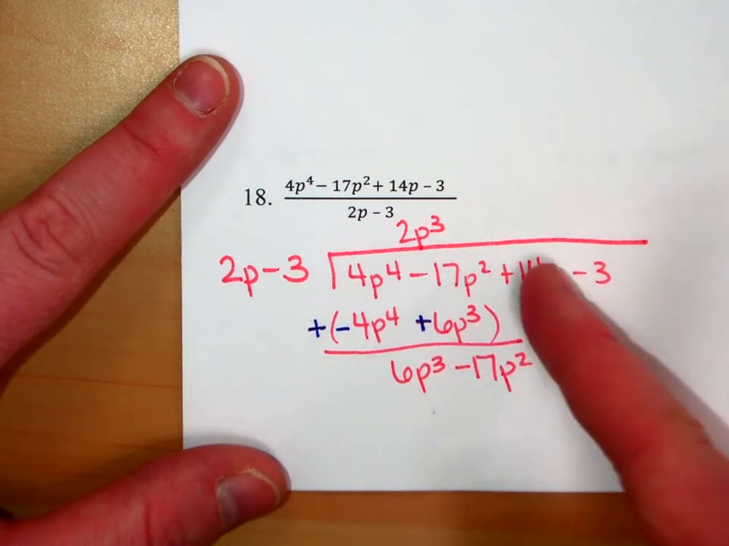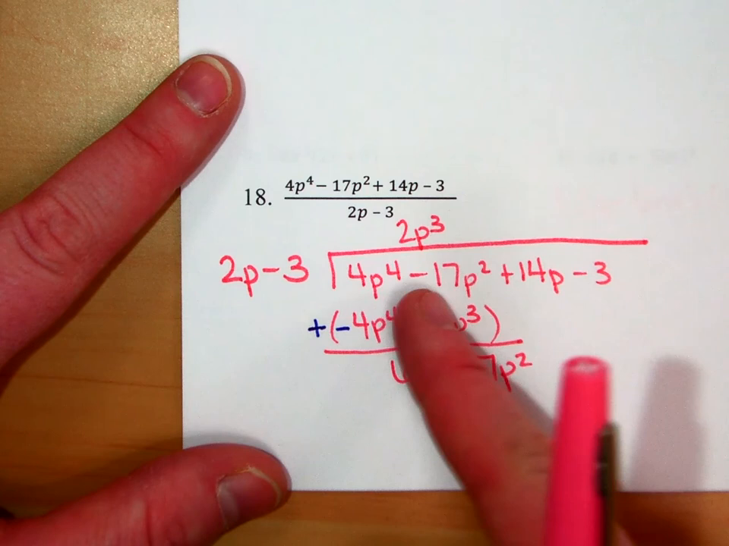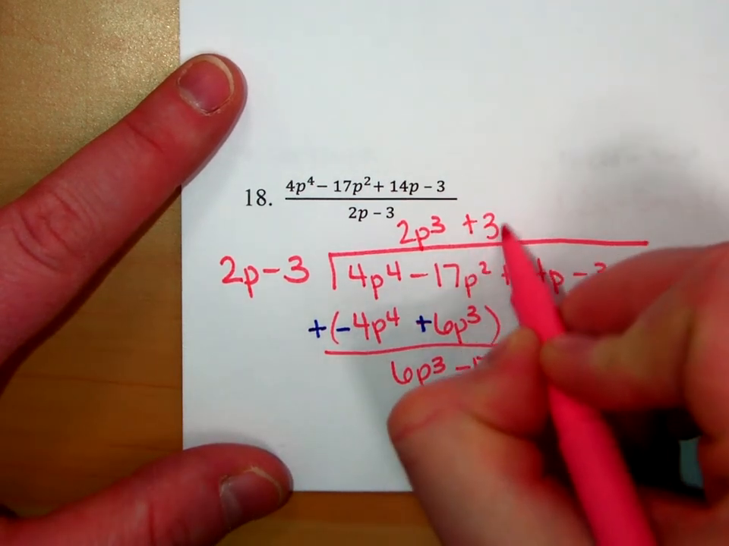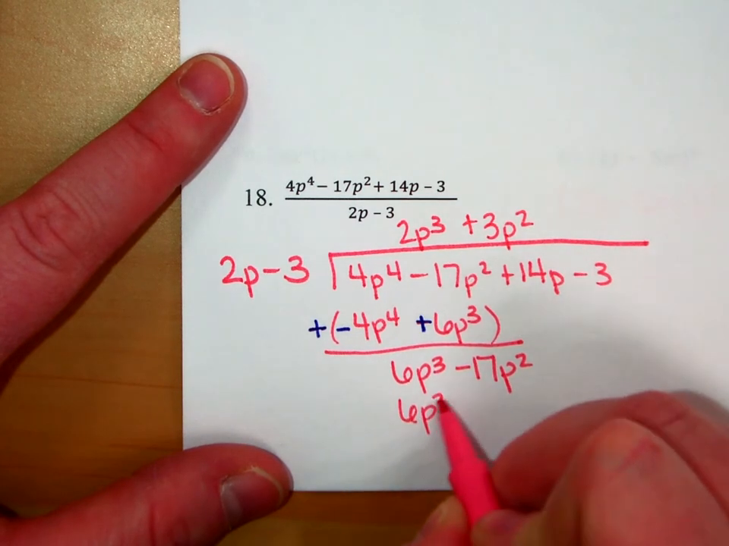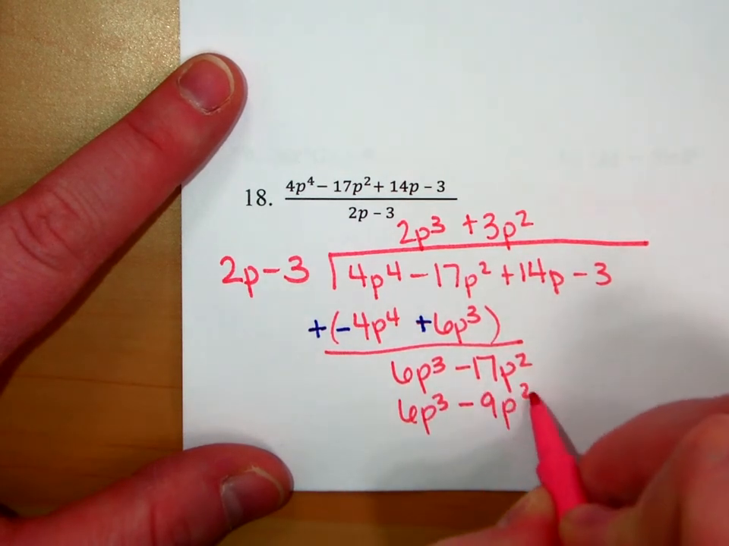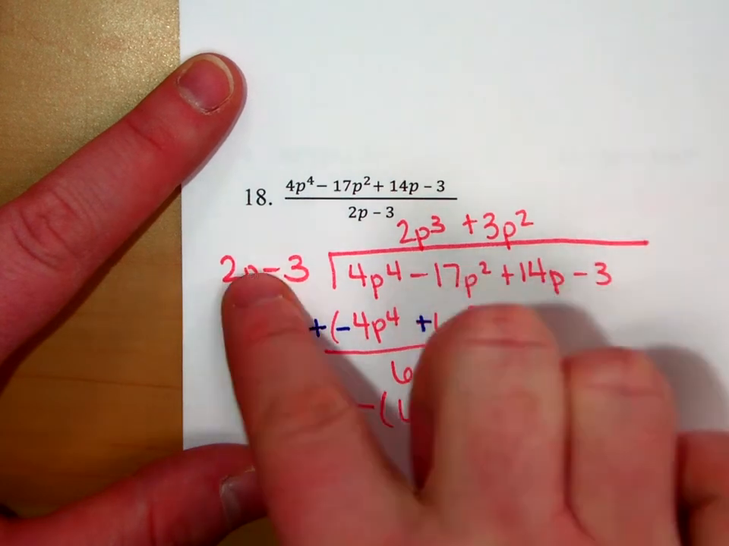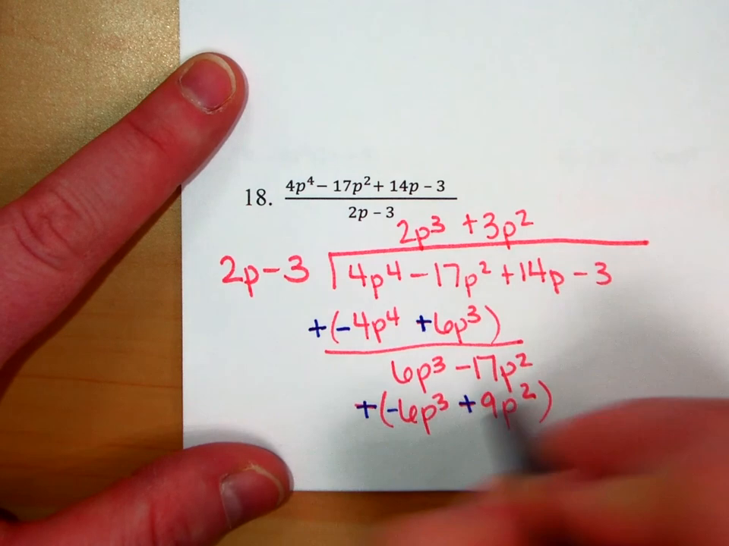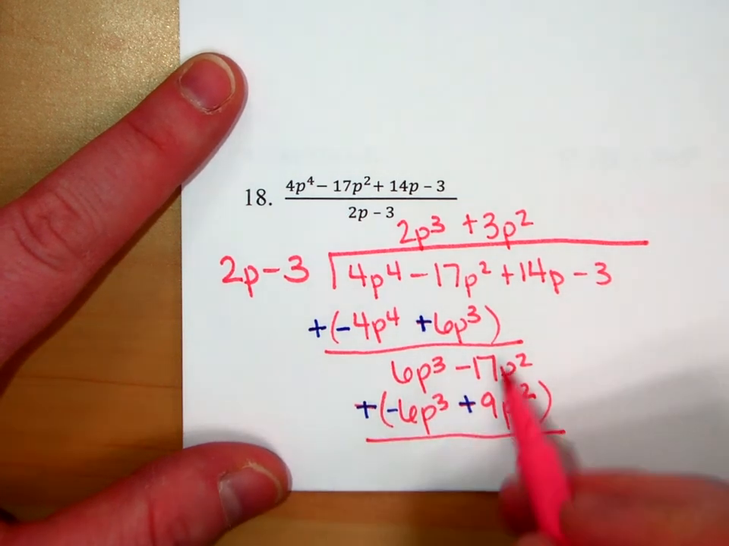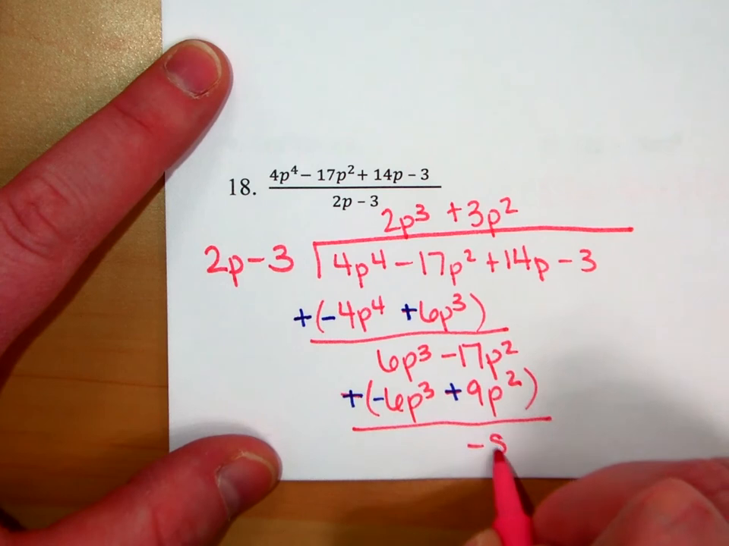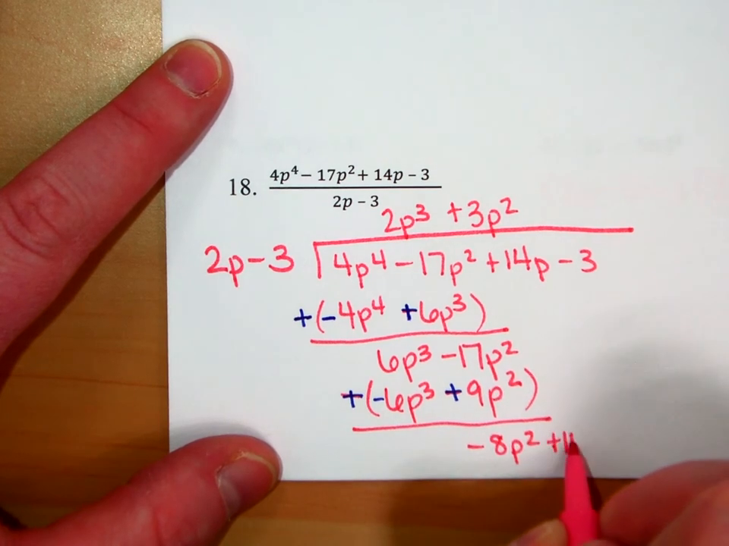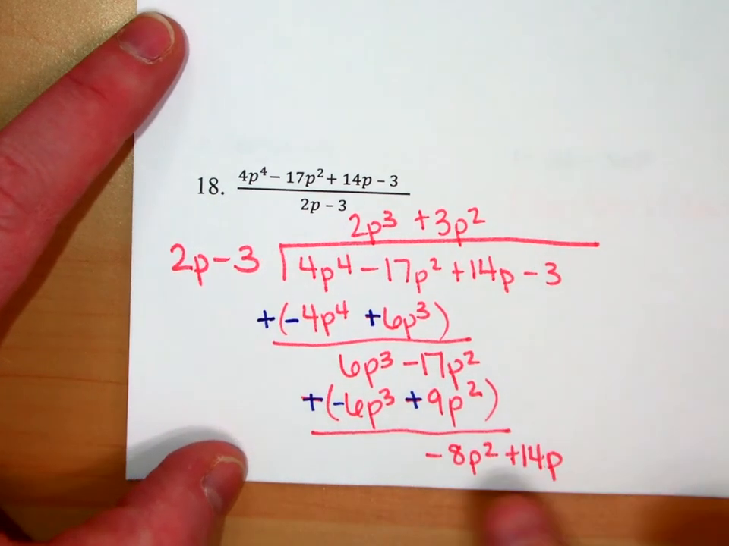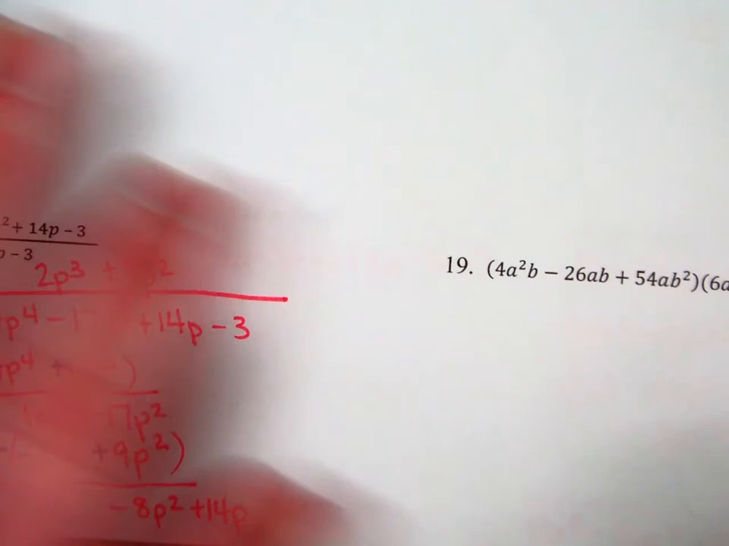It makes it a lot nicer if you have the holes that are not shown in your equation, so everything lines up nicely. 2p times what gets me 6p cubed? 3p squared. 6p cubed minus 9p squared. Remember to multiply both parts over here. Change your signs. So negative 17 plus 9 is a negative 8p squared plus 14p. And then you keep continuing the problem. Alright, so because I'm out of room right now, I'm going to stop. And I'm going to move over to 19.